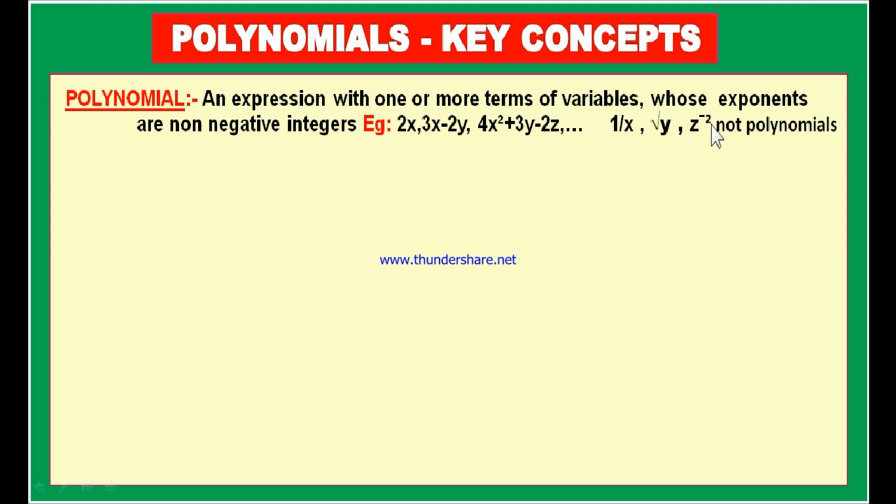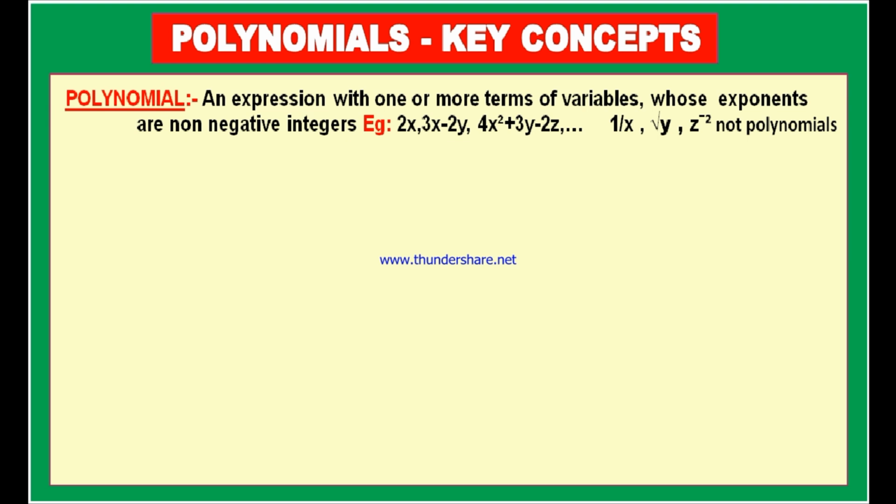Similarly, z power minus 2. Here, the variable is z and the exponent of the variable is minus 2, which is a negative integer, which doesn't satisfy the condition of the polynomial. Therefore, this is also not a polynomial. These three are examples of only expressions which are not polynomials. These are only expressions, whereas the first three are examples of polynomials. We may solve some questions based on what are polynomials and what are not polynomials in the coming exercise.